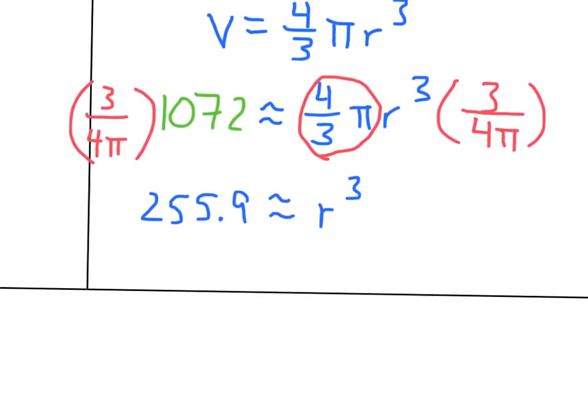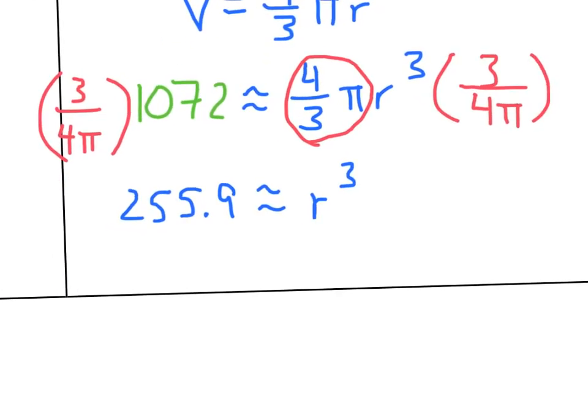So let me just show you the notation for cube root in case it's been a while for you. Cube root looks like this. It's a square root, but you put a small little 3 above the check mark.